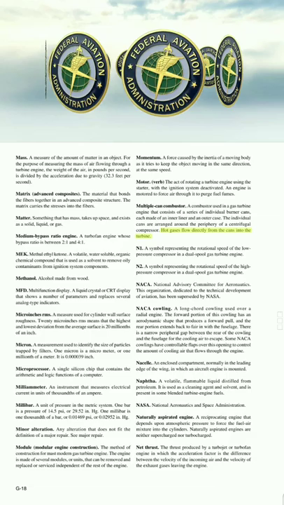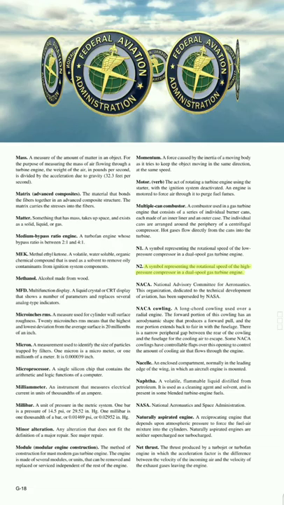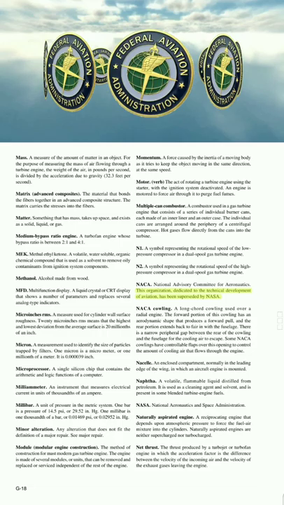N1. A symbol representing the rotational speed of the low-pressure compressor in a dual-spool gas turbine engine. N2. A symbol representing the rotational speed of the high-pressure compressor in a dual-spool gas turbine engine. NACA. National Advisory Committee for Aeronautics. This organization, dedicated to the technical development of aviation, has been superseded by NASA.